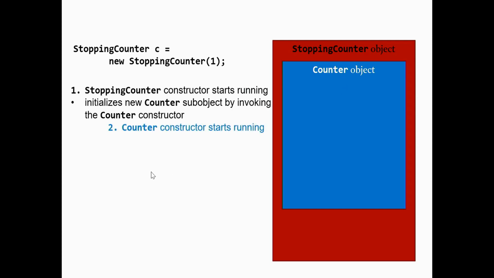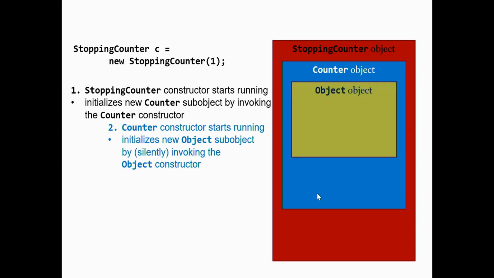Now what happens? Well, I just called the counter constructor, so the counter constructor is now running. What does the counter constructor do? If you remember back, it says this dot value equals 1. But the counter is actually a subclass of big O object. I never called the big O object constructor on the first line of the counter constructor. So the compiler silently inserts a call to the big O object constructor to make the object part of counter.